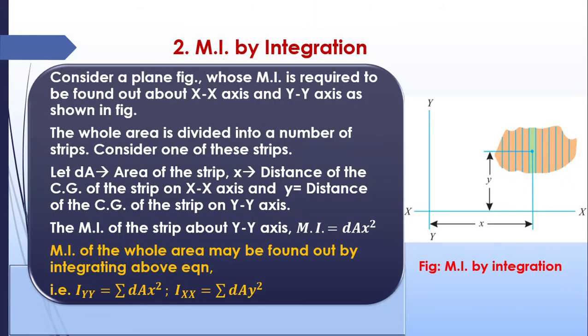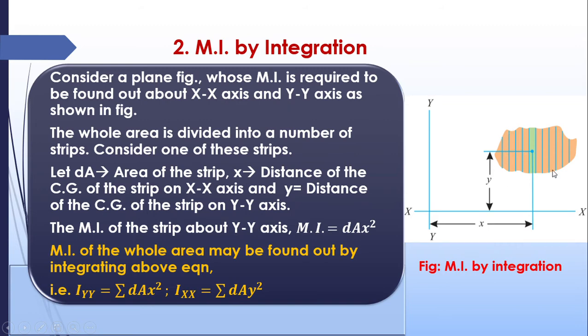Now the second one is moment of inertia by integration. Integration you all know, you have studied it in mathematics. When there is an irregular figure, the easy way to find the area, moment of inertia, center of gravity or anything else is to divide it into small parts. We find the moment of inertia of a small element and then integrate from one end to the other to find the total moment of inertia.